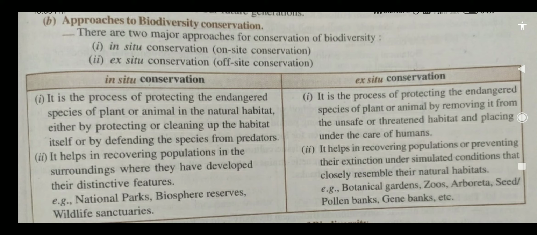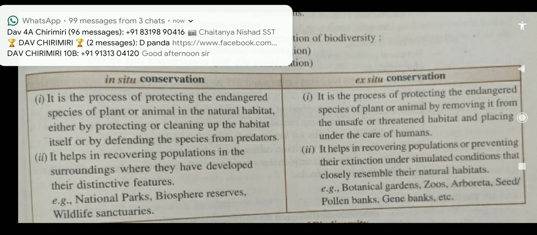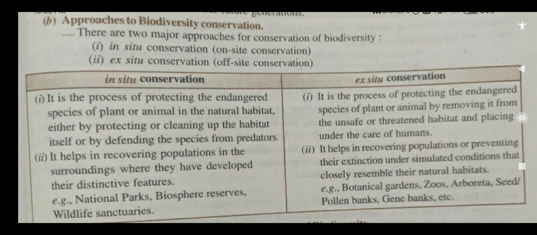The second category is ex situ conservation. It is the process of protecting the endangered species of plants and animals by removing them from an unsafe or threatened habitat and placing them under the care of humans. It means the species are conserved outside of their natural habitat. So when species are conserved outside of their natural habitat under the care of human beings, it's called ex situ conservation or off-site conservation.